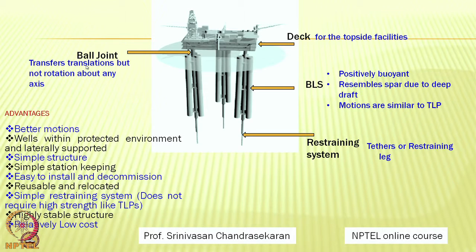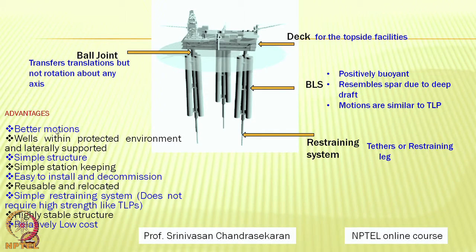However, the translatory motions from the BLS under the wave action will be transferred to the deck, or the deck motions in translated degrees of freedom because of wind will be transferred to the BLS back. So, the ball joint presence partially isolates the deck from the BLS on rotational degrees of freedom. So, it does not transfer the rotation. So, Triceratops have many advantages as listed here.